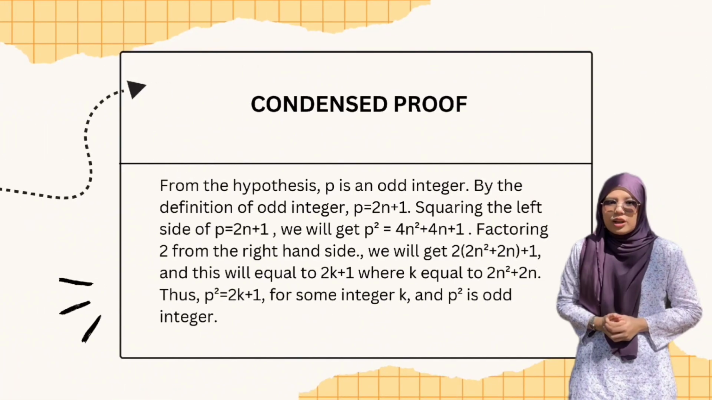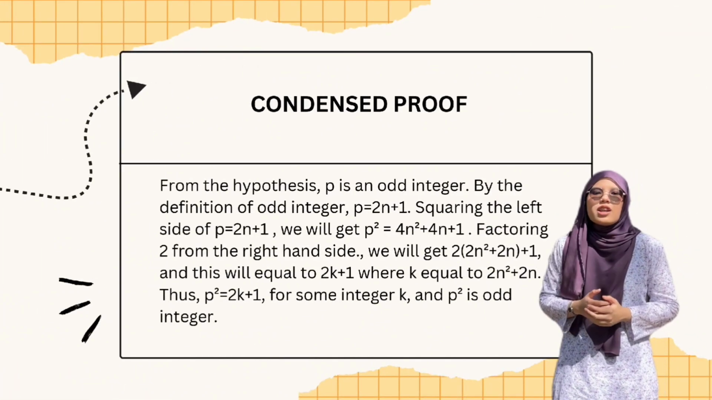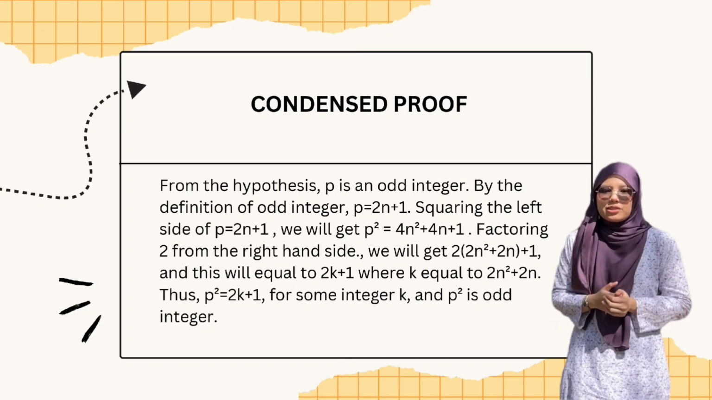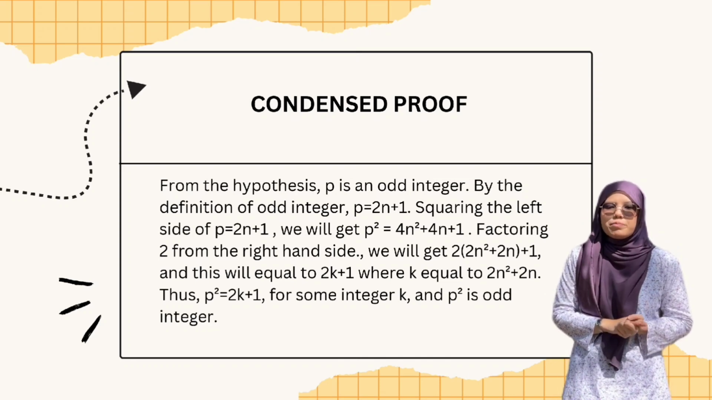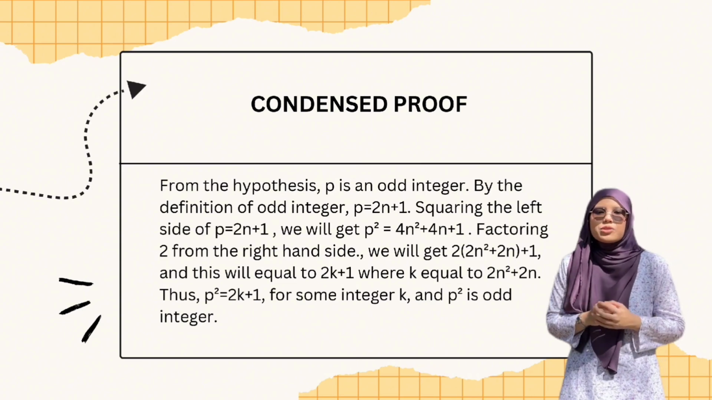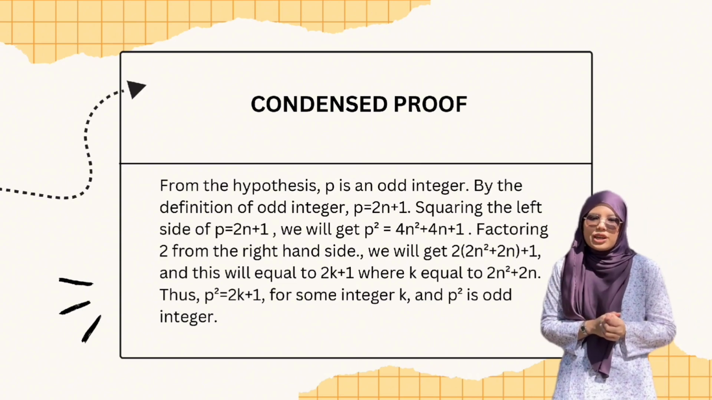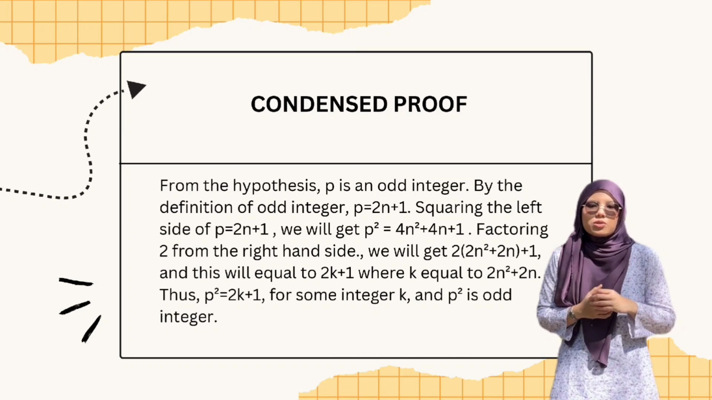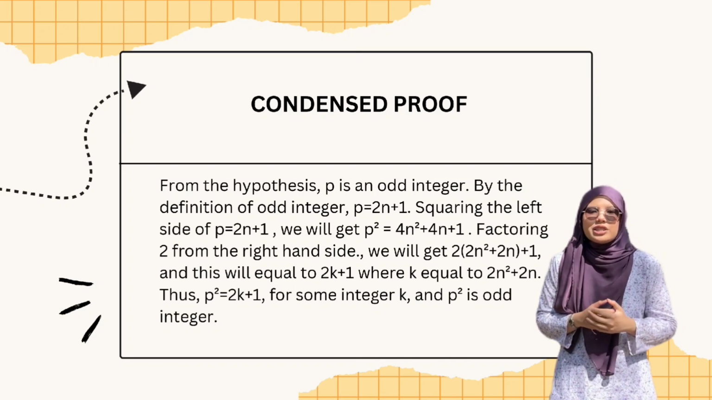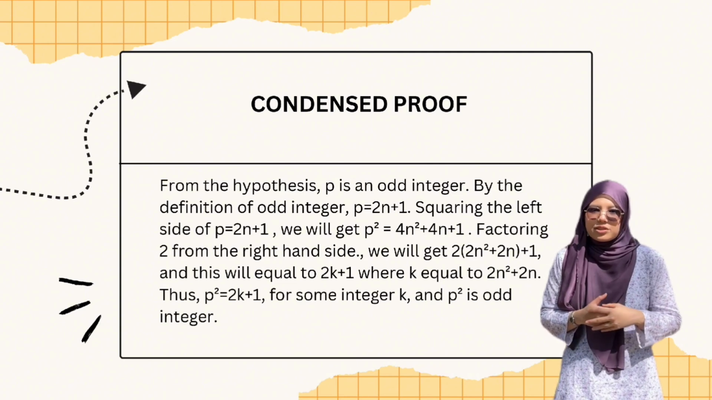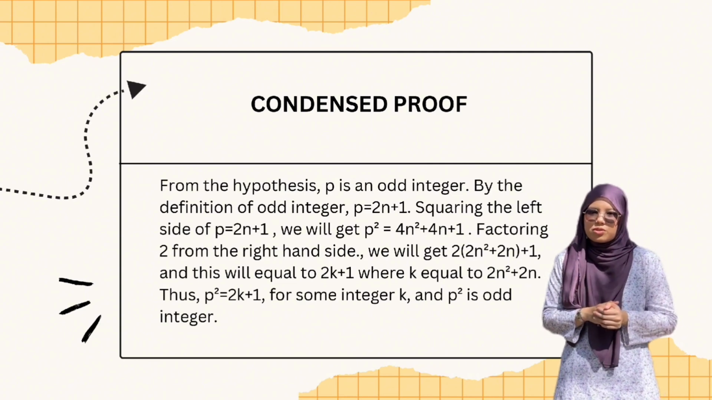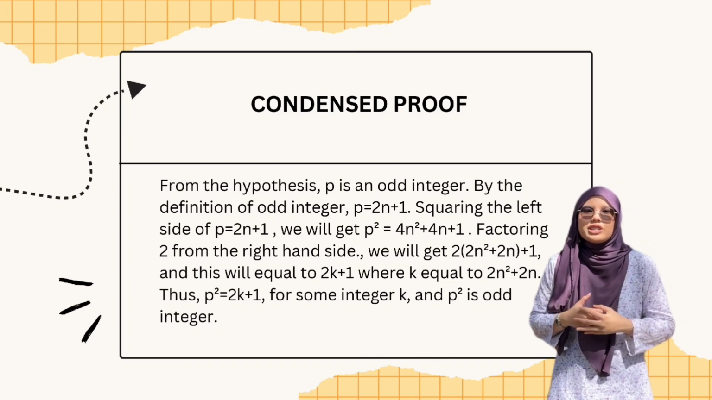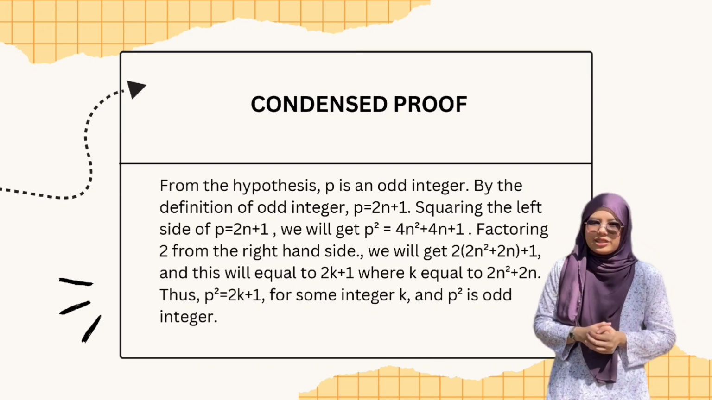In this condensed proof, from the hypothesis, p is an odd integer. By the definition of an odd integer, p equals 2n plus 1. Squaring both sides of p equals 2n plus 1, we get p squared equals 4n squared plus 4n plus 1. Factoring out 2, we get 2 bracket 2n squared plus 2n plus 1. And this equals 2k plus 1, where k equals 2n squared plus 2n. Thus, p squared equals 2k plus 1 for some integer k, and p squared is an odd integer.